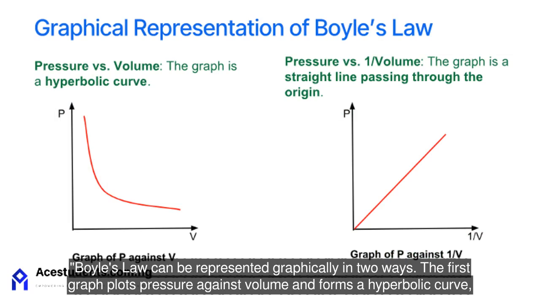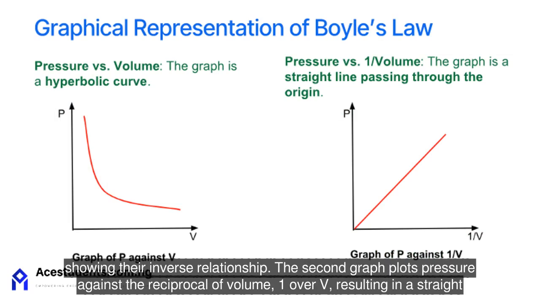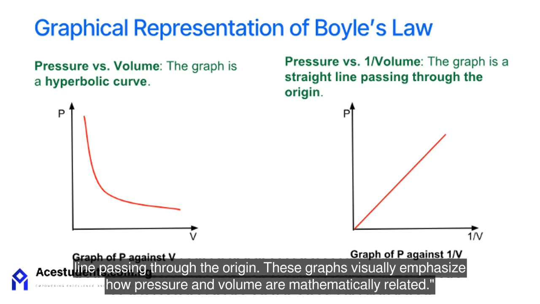The first graph plots pressure against volume and forms a hyperbolic curve, showing their inverse relationship. The second graph plots pressure against the reciprocal of volume, 1/V, resulting in a straight line passing through the origin. These graphs visually emphasize how pressure and volume are mathematically related.